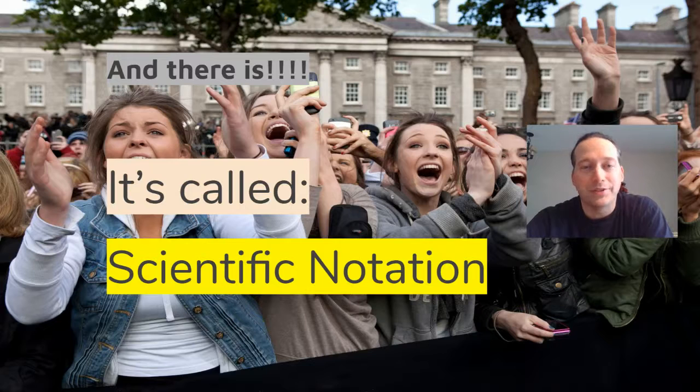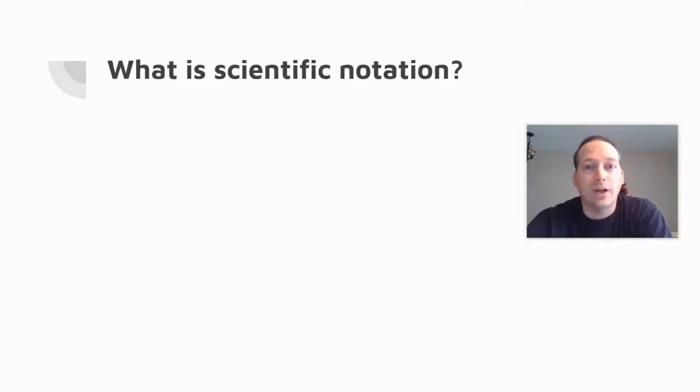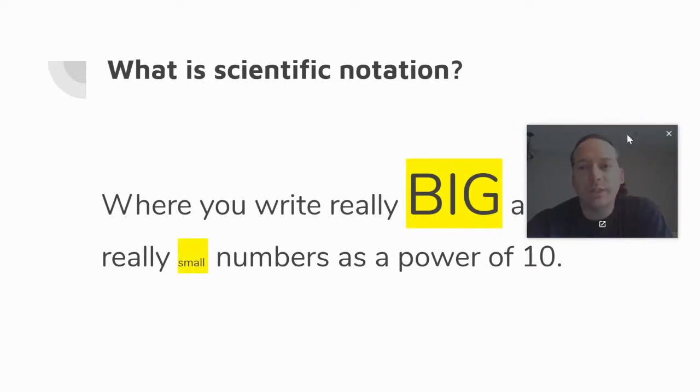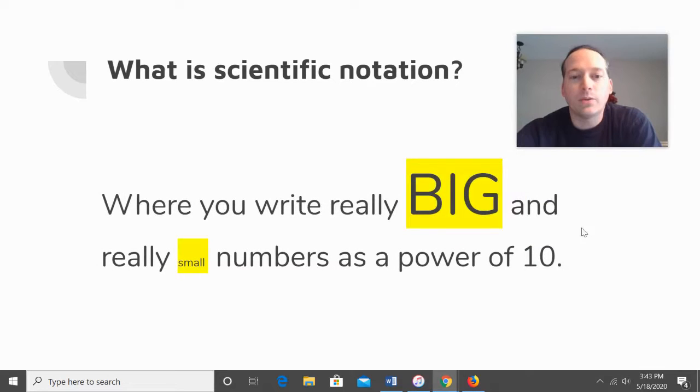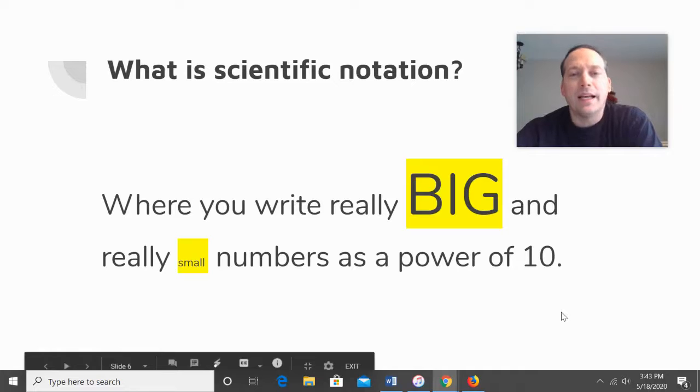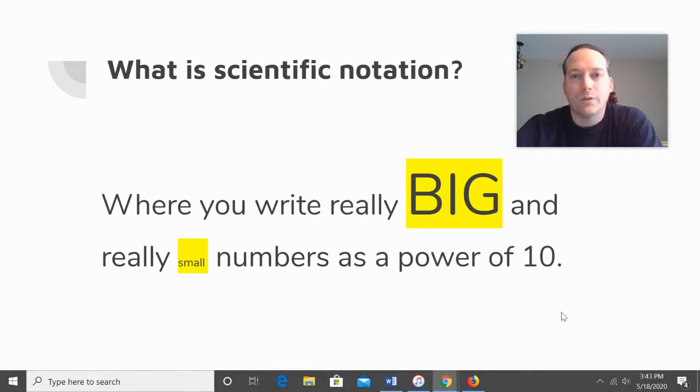There's a reason why it's called scientific notation: because it's used in science a lot. What is it? It's basically where you write a really big number or a really small number as a power of 10. It's a multiplication expression: you multiply by something times a power of 10. Not so bad. Does it have to be a huge number or a really small number? No, you can use regular numbers too, but you'll see when we get there.